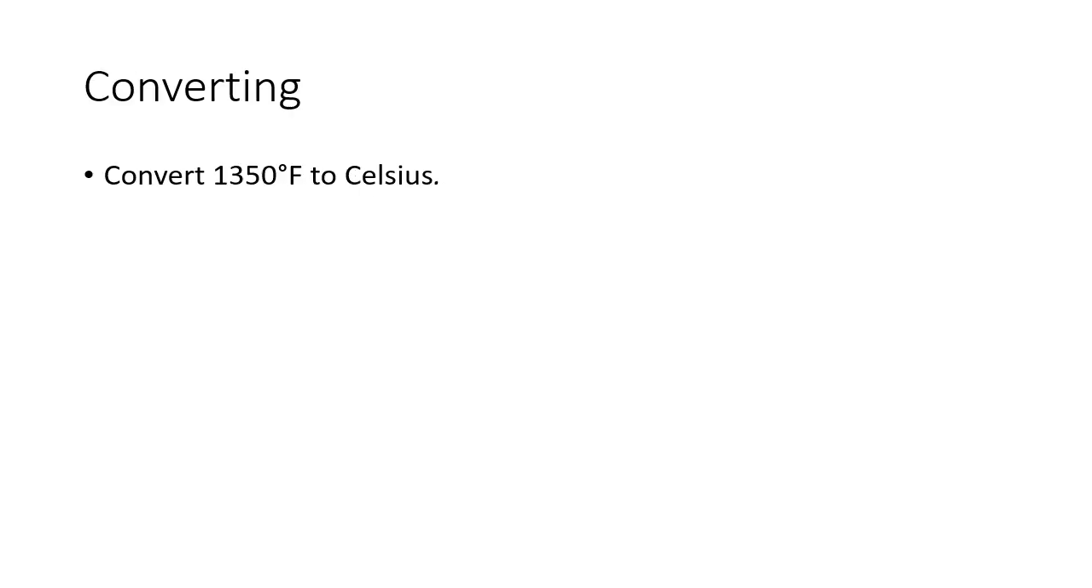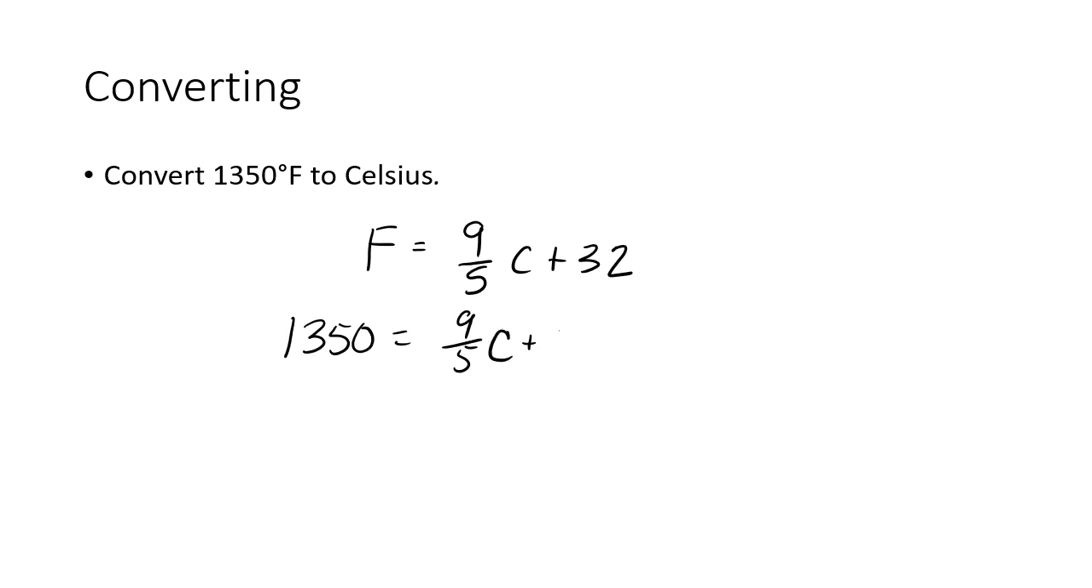Let's convert 1350 degrees Fahrenheit to Celsius. We know that Fahrenheit is going to be equal to 9/5 Celsius plus 32. And the Fahrenheit temperature is 1350 degrees. If I plug that into the equation, I just need to solve for the Celsius temperature. I would want to subtract 32 from both sides. I would get 1318 as my new value.